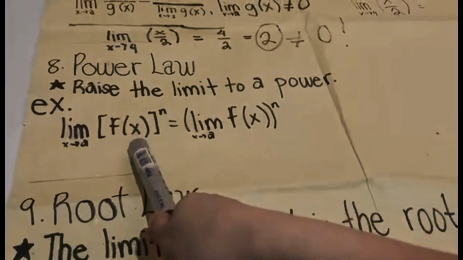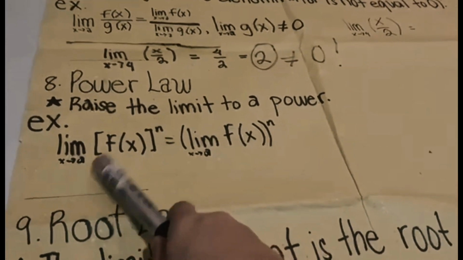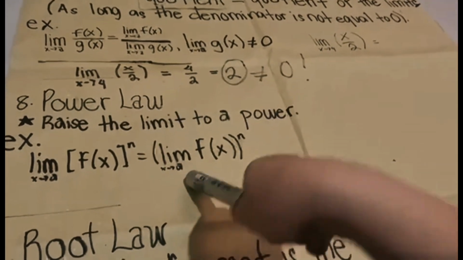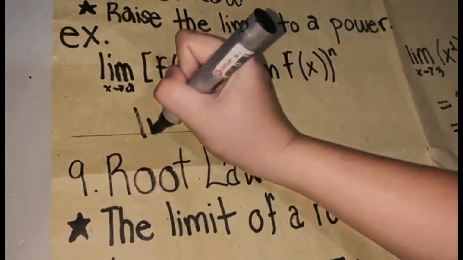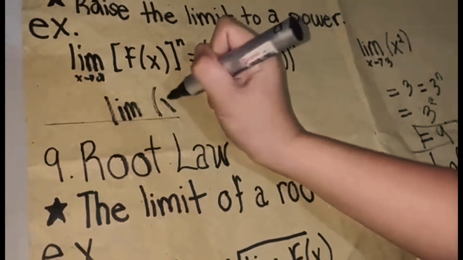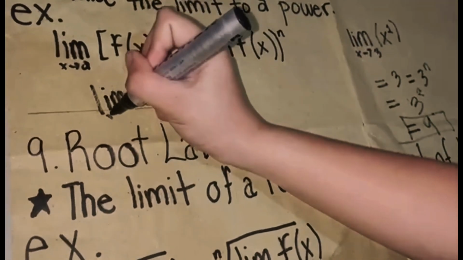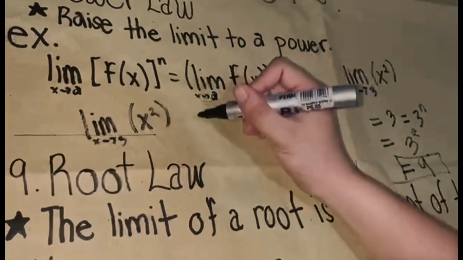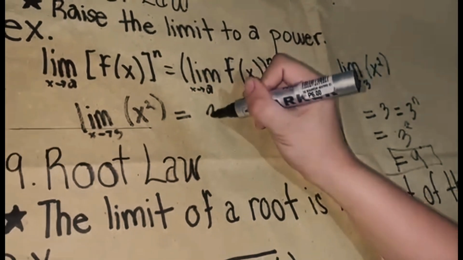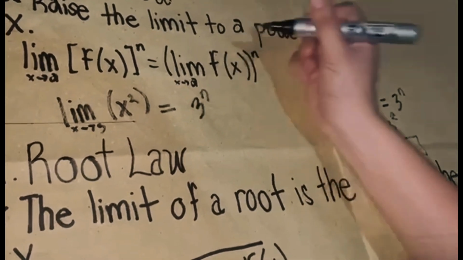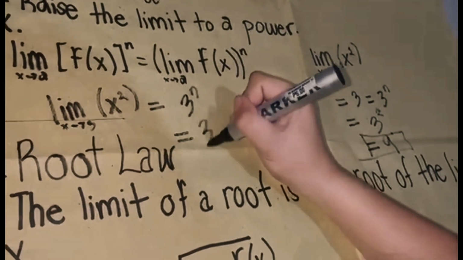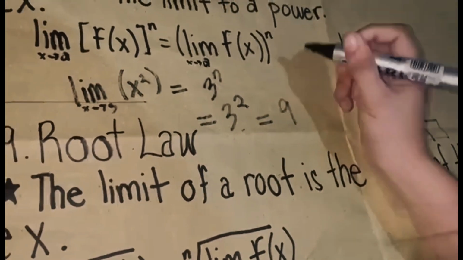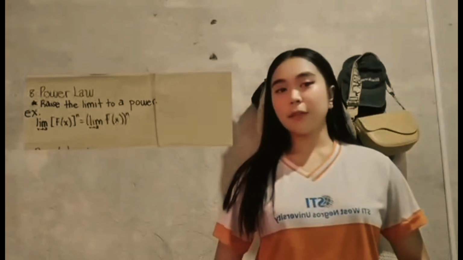The limit of f of x as x approaches a, raised to the power of n, equals the limit of f of x as x approaches a, raised to the power of n. Have the limit of x squared as x approaches 3. So x approaches a equals 3 raised to the power of n, and our n is 2. So 3 times 3 is 9. That's your final answer. So that's it for the power law.